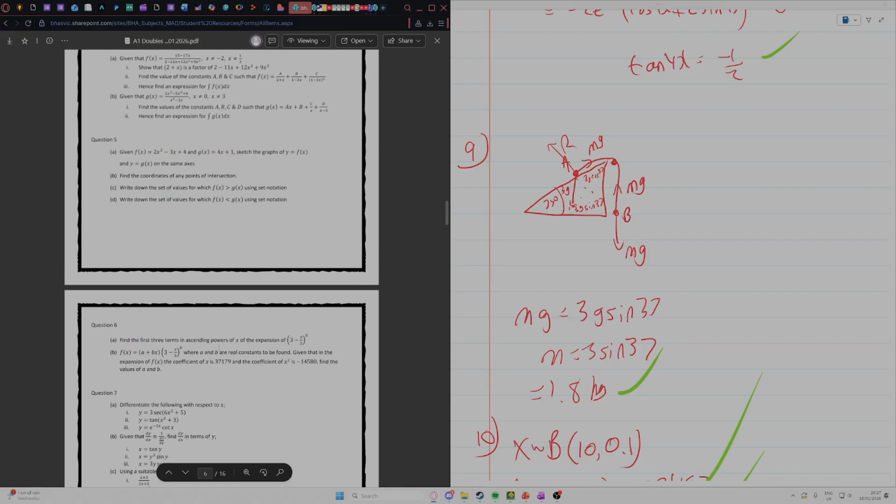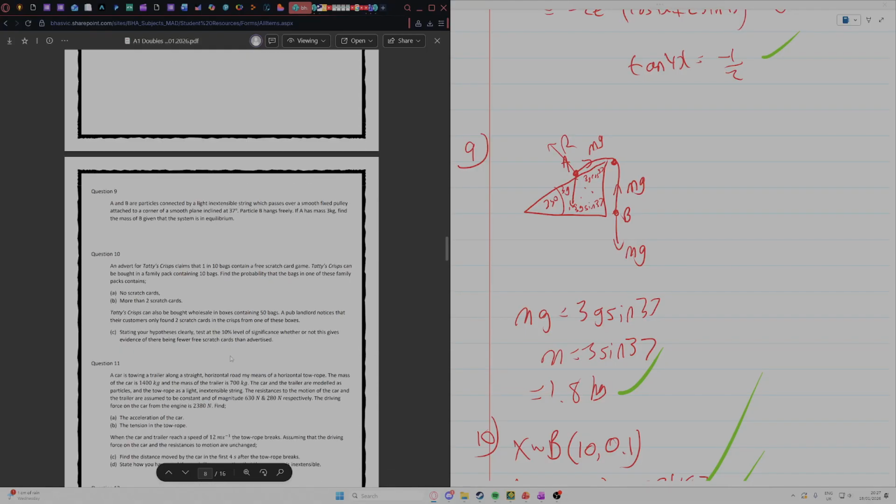Right, on to the applied. We haven't had any applied actually yet, which is nice. But we're getting on. Oh my god, we're getting onto it now.